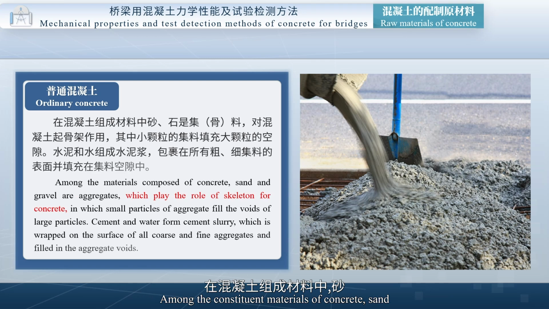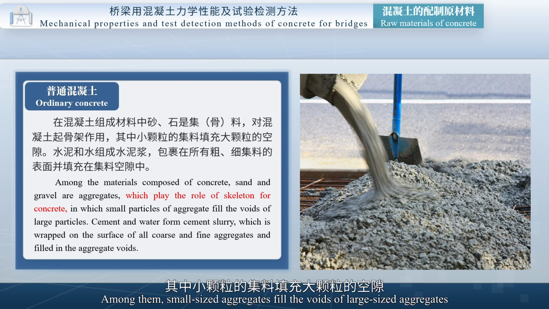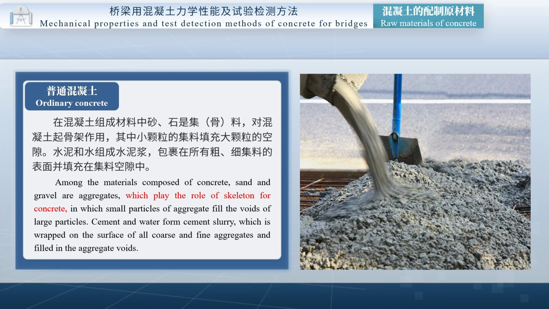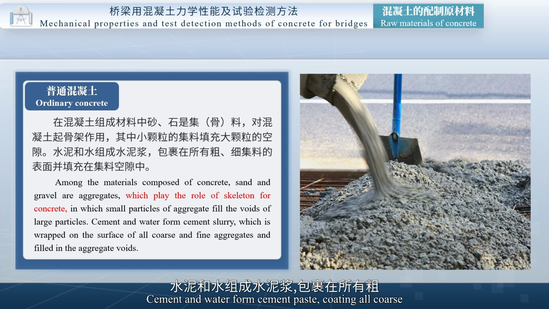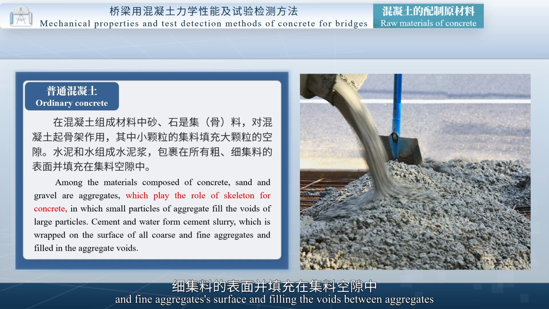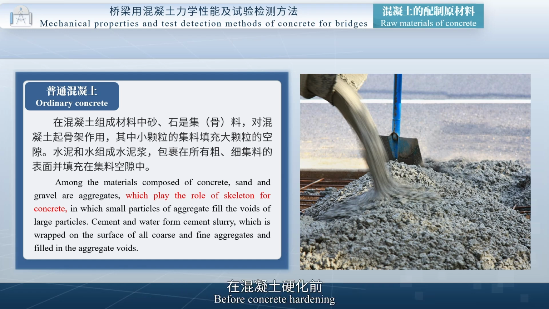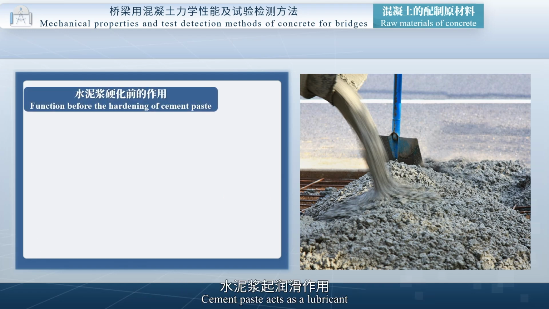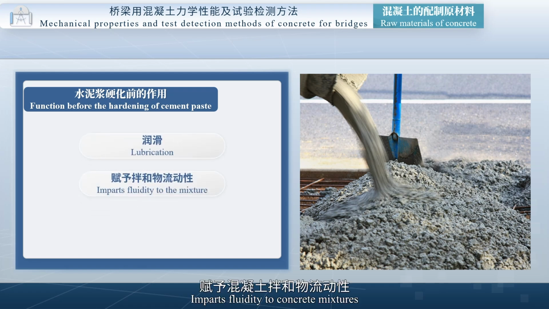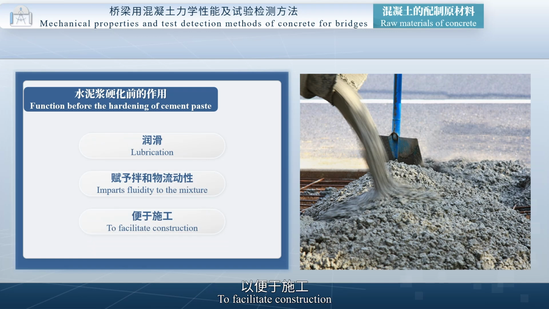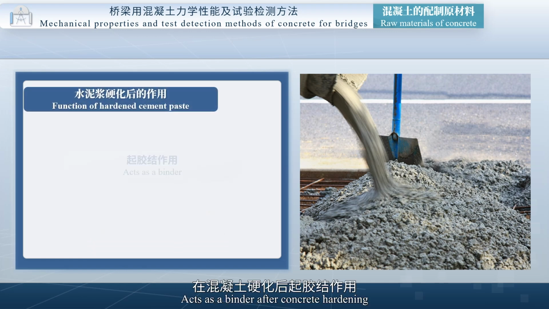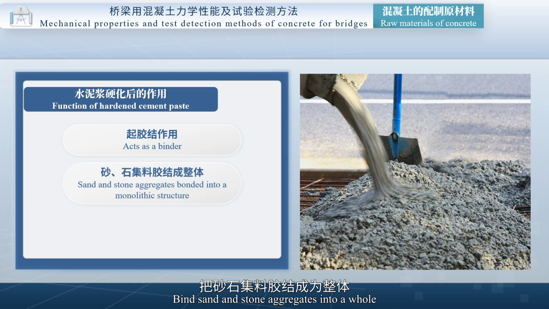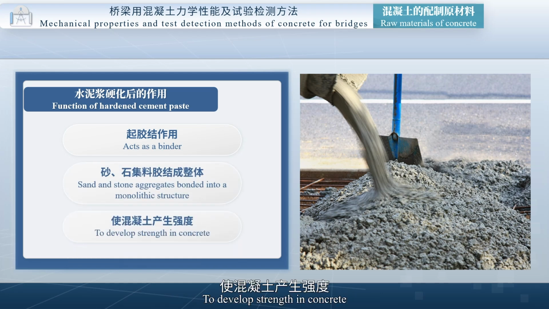Among the constituent materials of concrete, sand and stone are aggregate, acting as a skeleton for concrete. Small-sized aggregates fill the voids of large-sized aggregates. Cement and water form cement paste, coating all coarse and fine aggregates' surfaces and filling the voids between aggregates. Before concrete hardening, cement paste acts as a lubricant, imparting fluidity to concrete mixtures to facilitate construction. After hardening, it acts as a binder, binding sand and stone aggregates into a whole to develop strength in concrete, becoming a hard artificial stone.